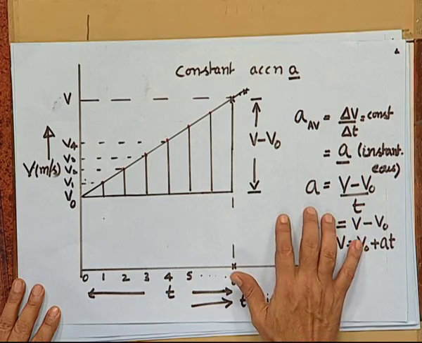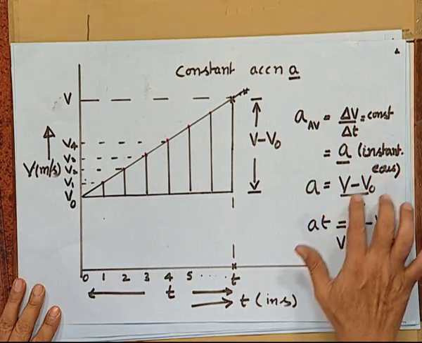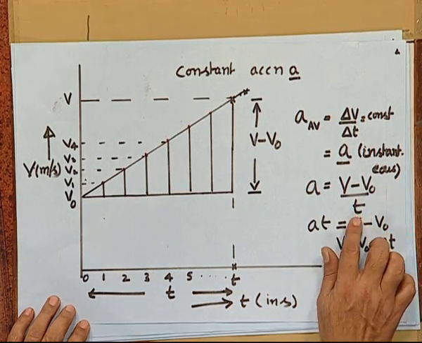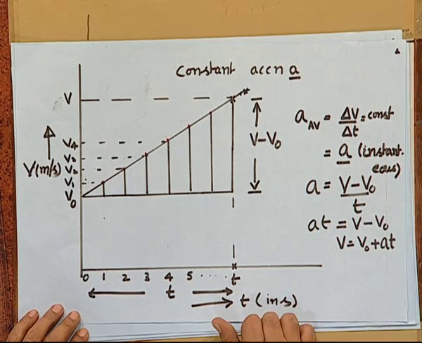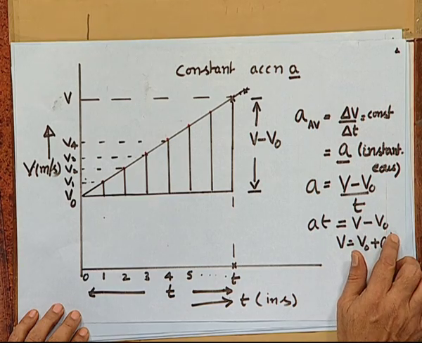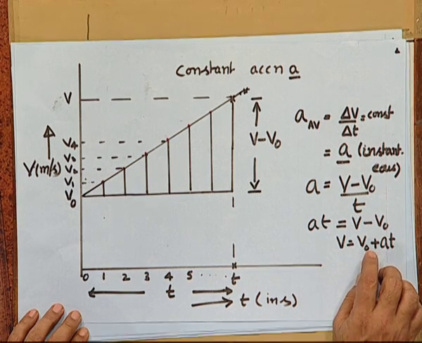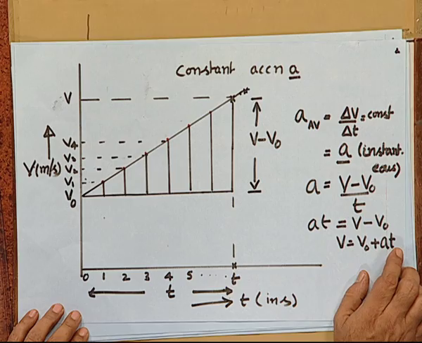Now, in that case, how do we determine the acceleration? Acceleration is simply delta v by delta t. If I apply it to the extreme points, that is (v minus v0) by the time interval, that is t. It means the average acceleration is the same as the instantaneous acceleration. It means at equals v minus v0. So v at any time is the velocity at zero time plus acceleration into t. This is one of the equations of motion of an object moving with constant acceleration along a line.